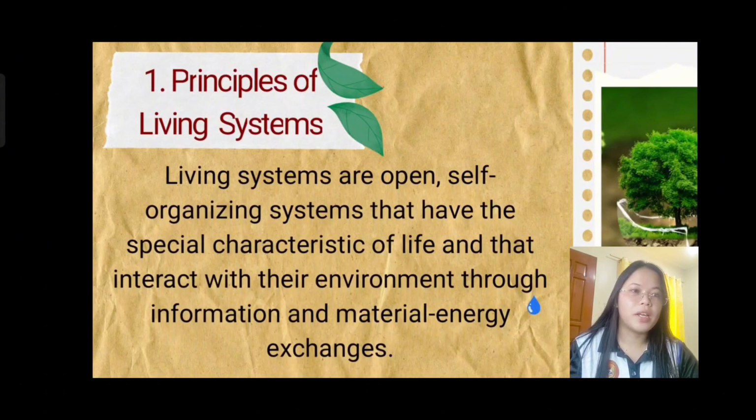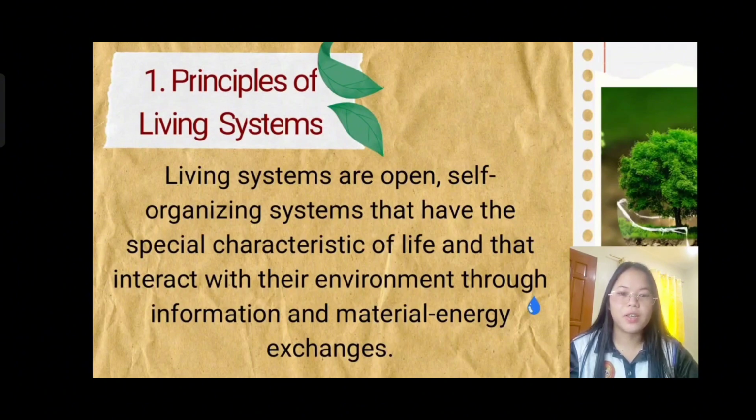Living systems are open, self-organizing systems that have the special characteristic of life and that interact with their environment through information and material energy exchanges. So try to look at or observe your surroundings. Everything you see that has life is considered a living system. So for us to comprehend these principles of living systems, let us break down its certain features: open and self-organizing systems, a special characteristic of life, interactions with the environment, and the examples of living systems.